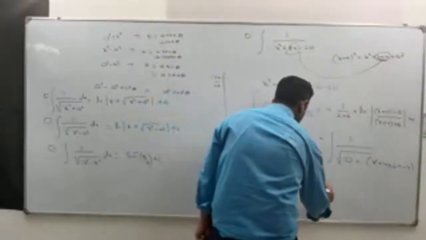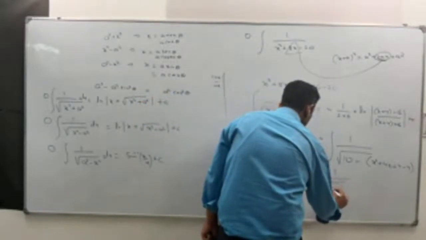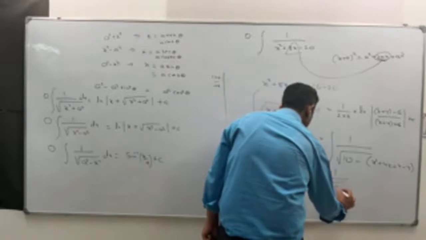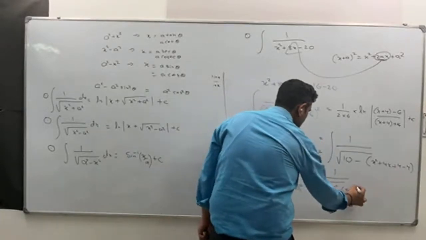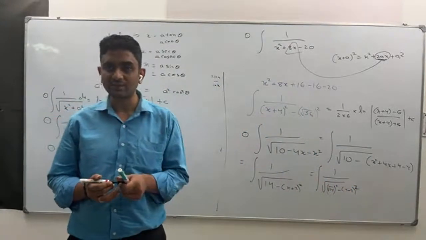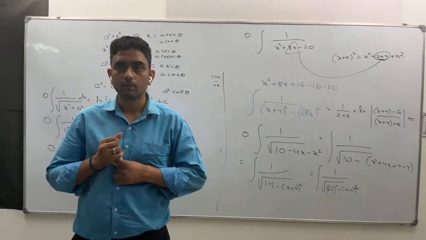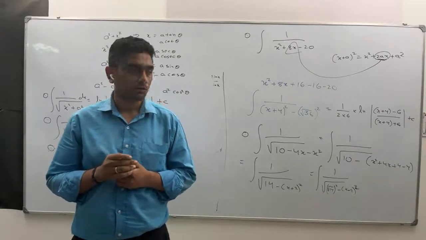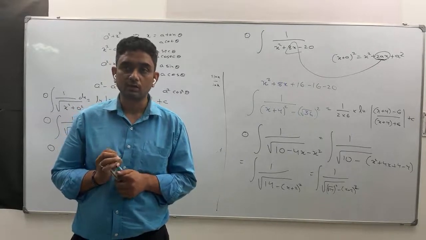This you can write as the integral of 1 by root of (root 14) whole square. So root 14 is your a square minus (x plus 2) whole square. So you can directly use the formula of 1 upon root of a square minus x square. That is sine inverse x by a. So the answer will be sine inverse (x plus 2) by root 14.